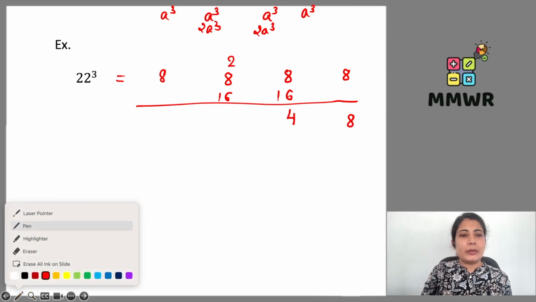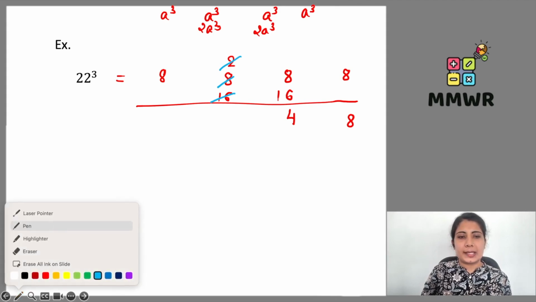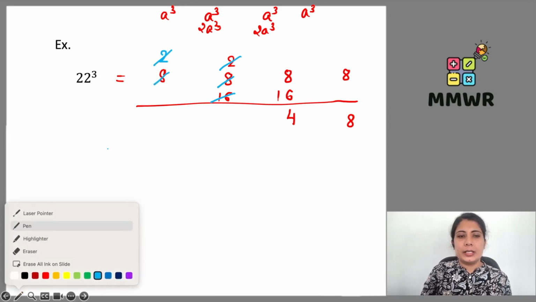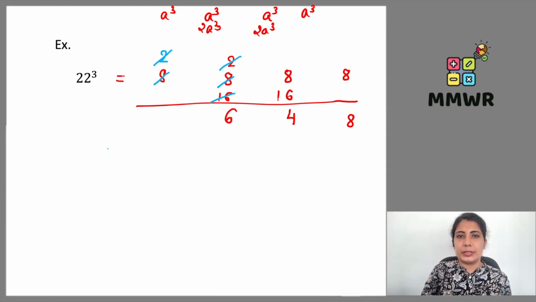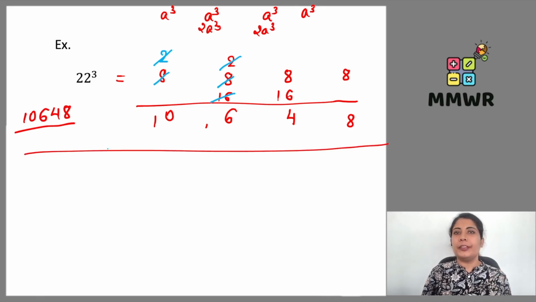Now this carry forward also we will be adding. 8 plus 16 is 24. 24 plus 2 is 26. Right? So 2 will be forwarded here and 6 will be written down. So 6 will come here. 8 plus 2 gives me 10. So the cube of 22 is 10,648. This is the cube of 22. That's how we did it.